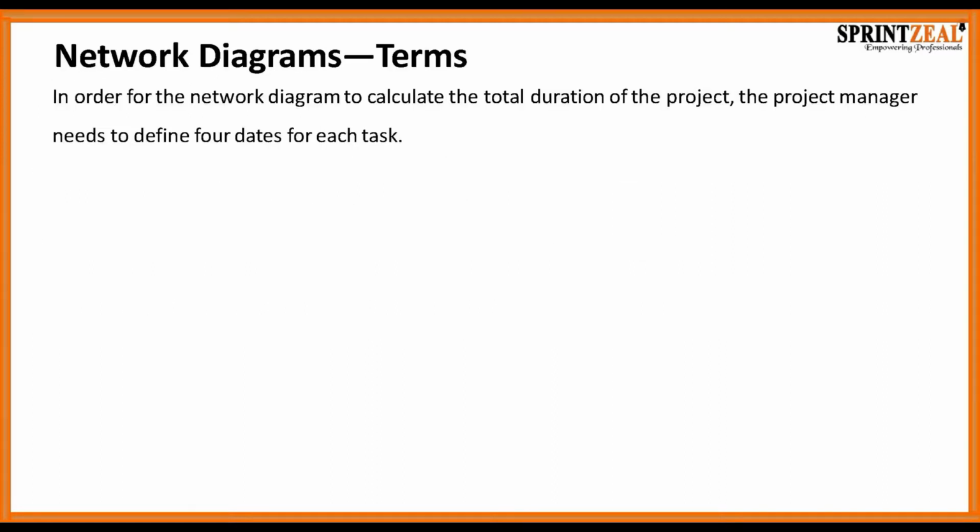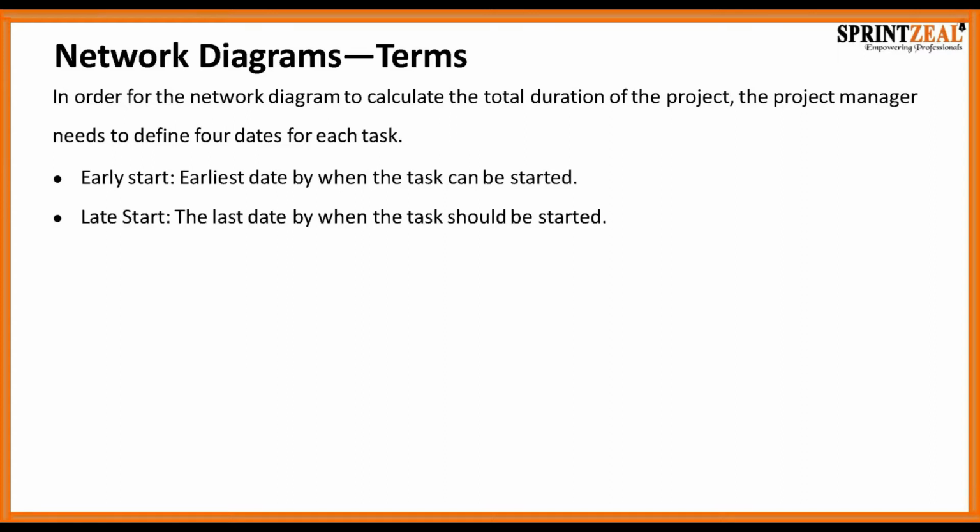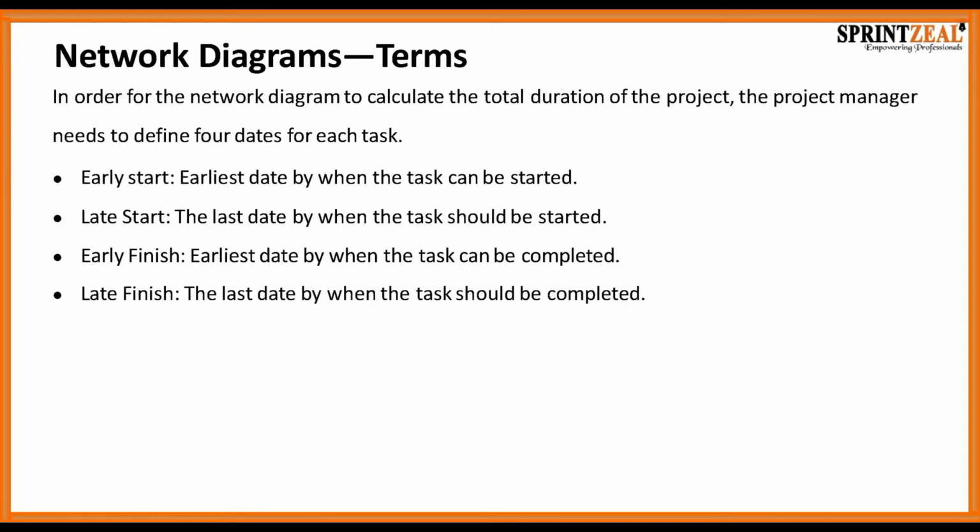So in order for a network diagram to calculate the total duration of a project, the project manager needs to define 4 dates for each one of the tasks. It begins with identifying an early start, which is the earliest date by when the task can be started. The late start date would be the last date by which the task should be started. And then we have an early finish, which is the earliest date by when the task can be completed. And then finally, a late finish, which is the last date by when the task should be completed.